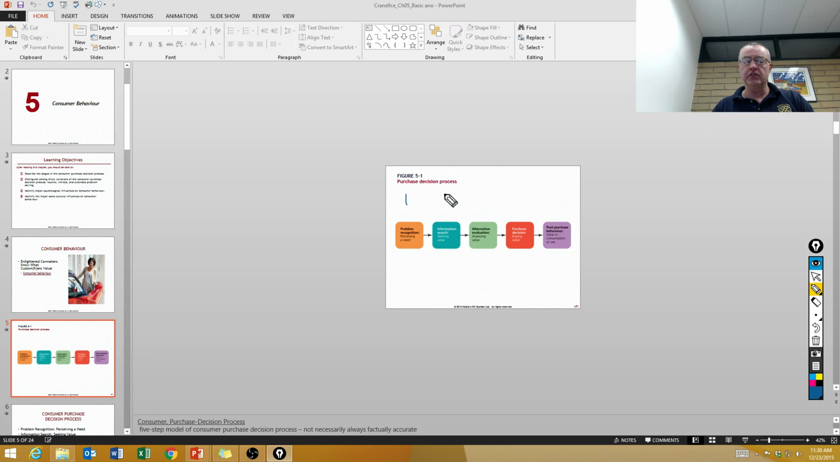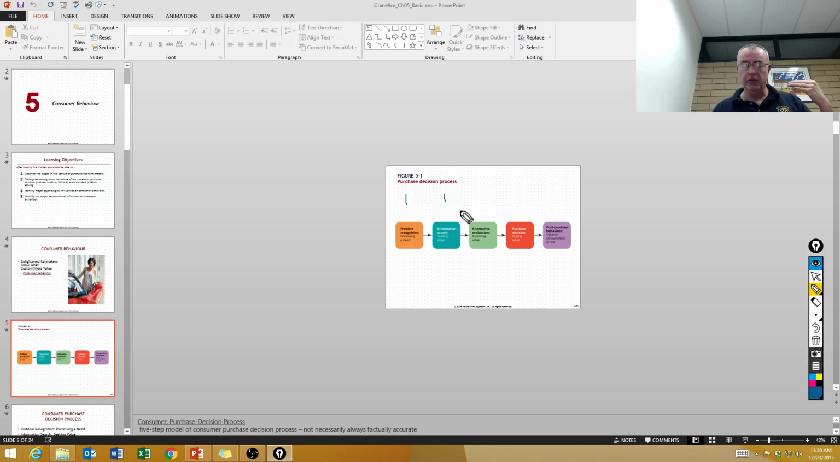Okay, then the second stage is searching through information to find solutions to the problem, and we can either look for information internally, so we can scan our memory for prior experience with the product, and then we also have external search.